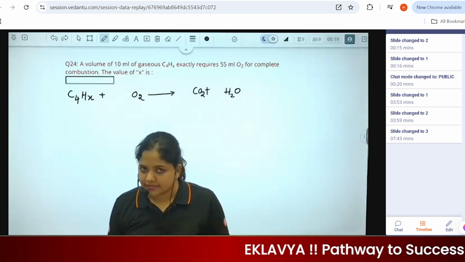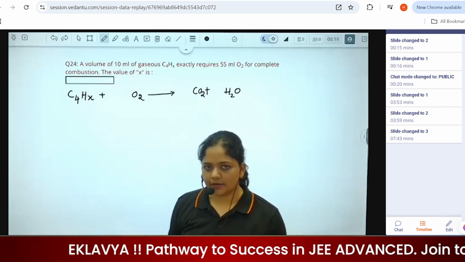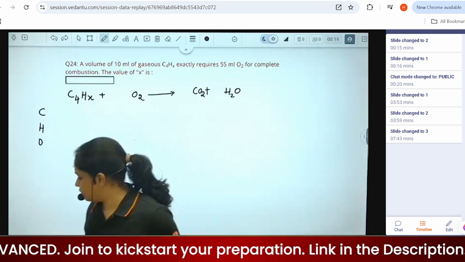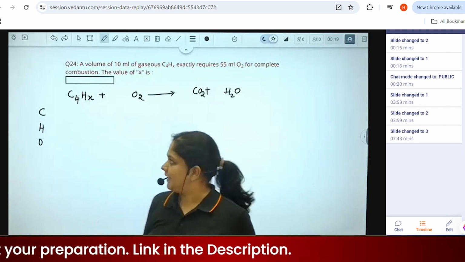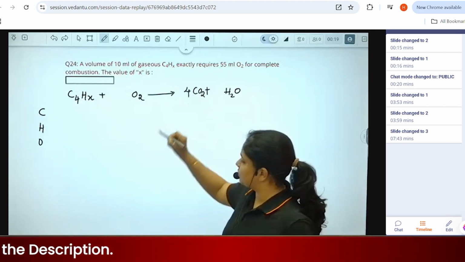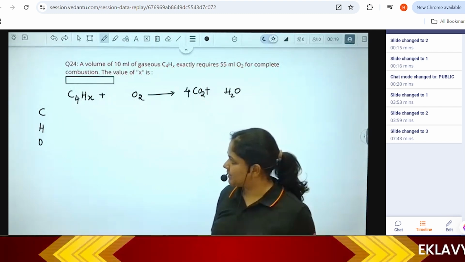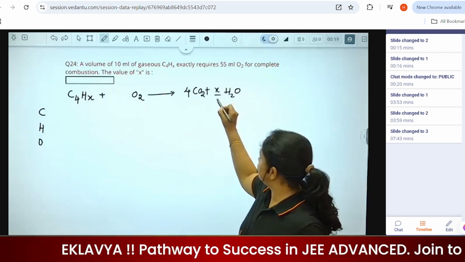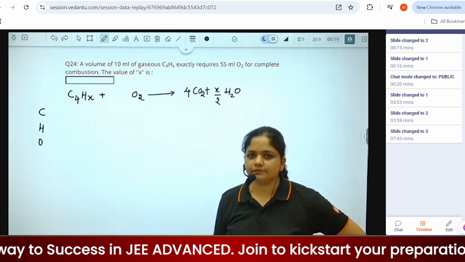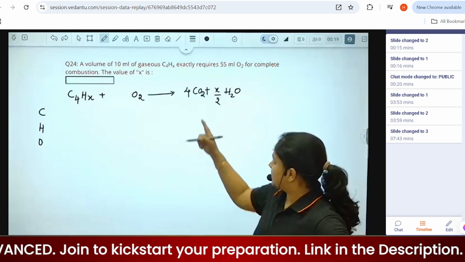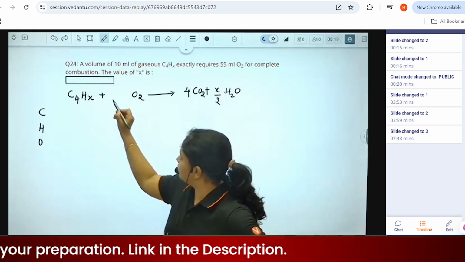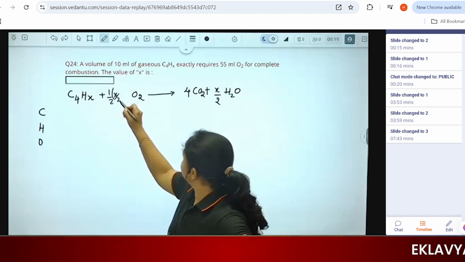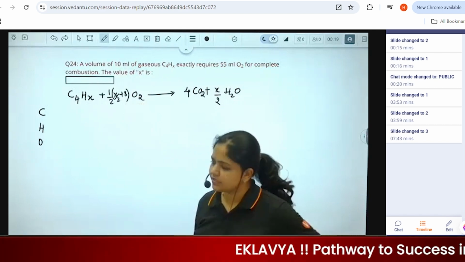Now let's balance this equation. Always while balancing combustion reactions, first balance carbon, then balance hydrogen, then balance oxygen. So firstly, let me balance carbon, 4 CO2 is there. Done. Then let me balance hydrogen, here H is X, so here this will become X by 2. Now let's balance oxygen. How much is there? 8 plus X by 2. Here O2 is there, so half into X by 2 plus 8. This will be the oxygen.